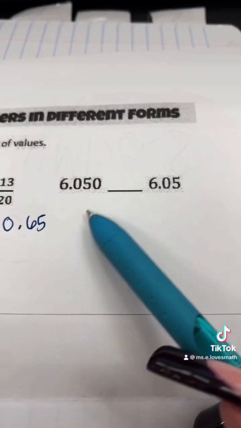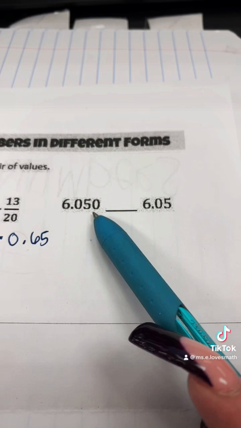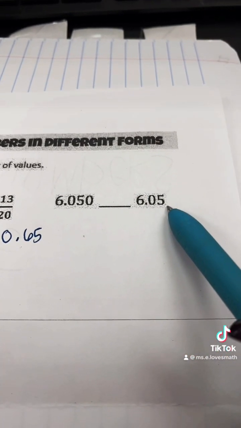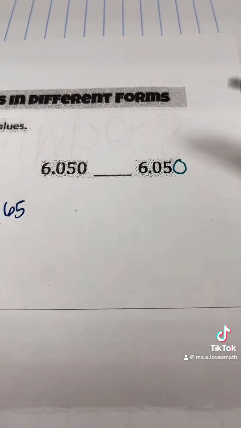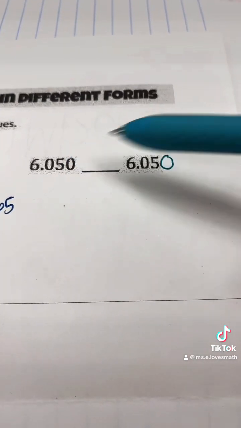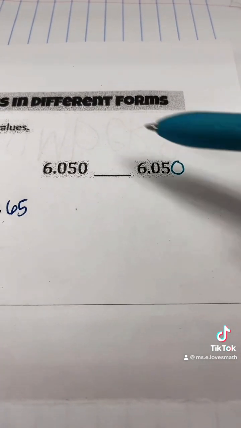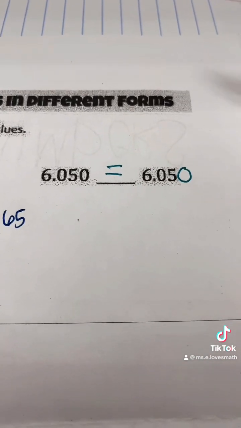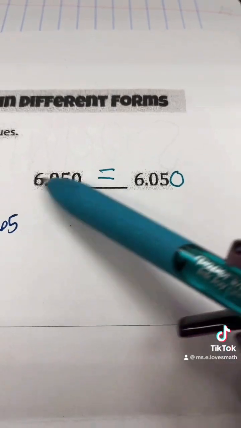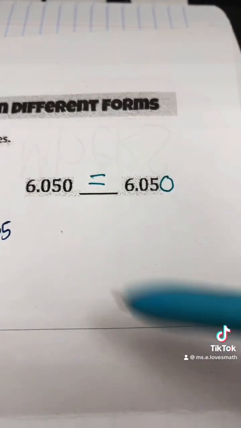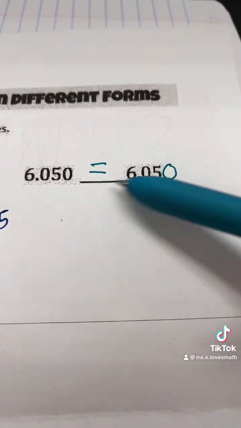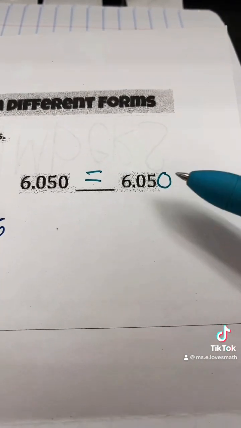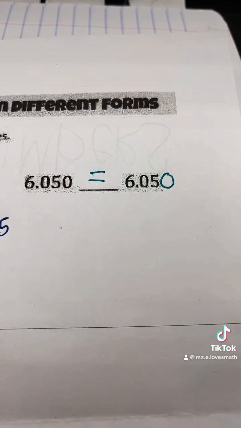Here we have 2 decimals. This one has 3 digits after the decimal point, and this one only has 2. Anytime you're going to compare decimals, make sure there's the same amount of digits after the decimal point. As you can see now, these 2 numbers are equal. At first, you may have thought this one was larger because there were more digits, but you need to be careful with that. Make sure that every time you compare, they have the same amount of digits after the decimal.